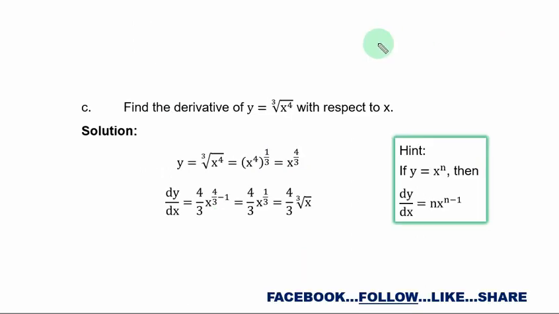Question 9c. Find the derivative of y equal to cube root of s to the power of 4 with respect to s. This is a single function and you use the power rule of differentiation, which states that if y is equal to s power n, then dy ds is equal to n times s to the power of n minus 1.